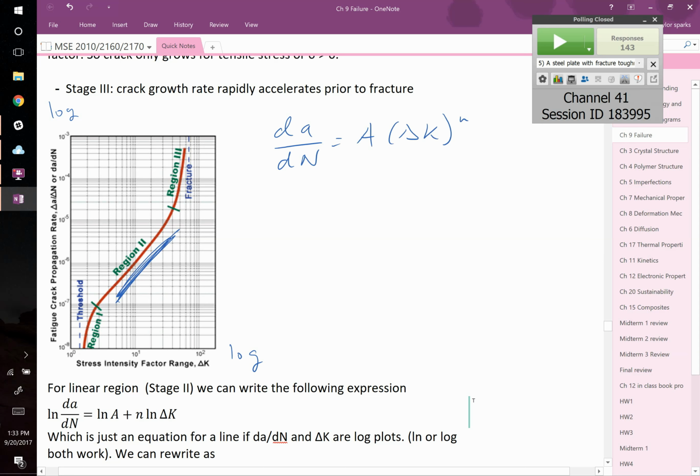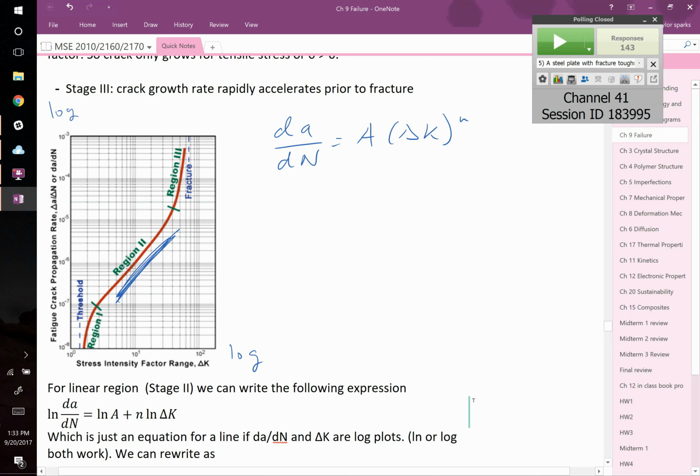Question, Rob? Yeah, sorry, in the formula, what was the exponent n? The exponent n and capital A are both constants that you just need to know in order to know the rate of a crack growing in your material, right? Those are things that I would either give you or ask you to solve for by giving you a plot like this.